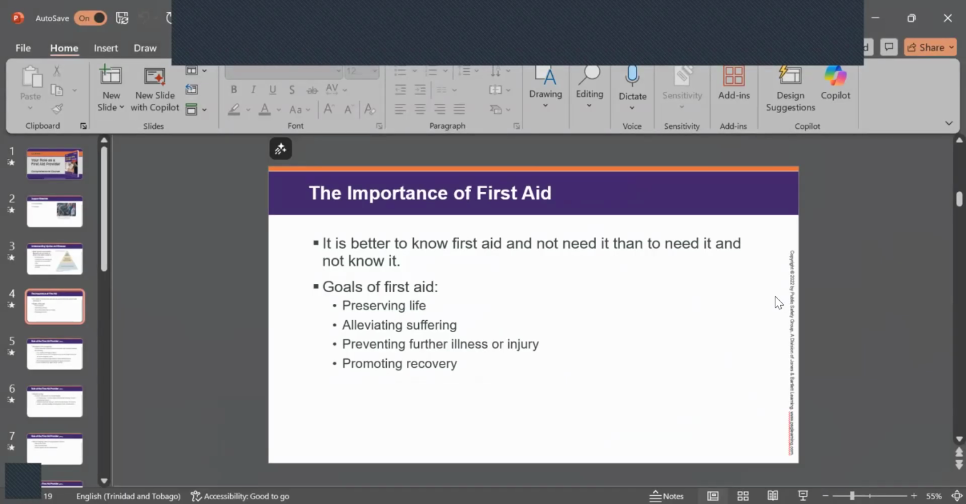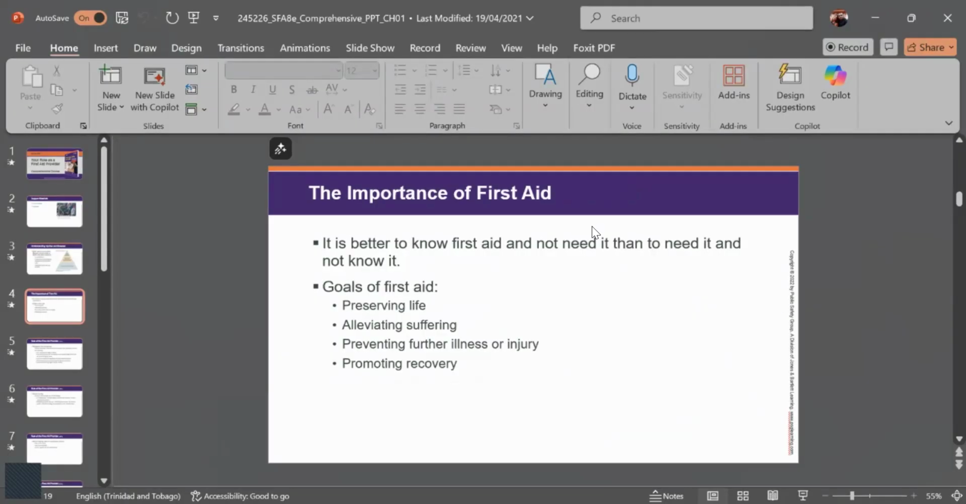This sentence here: it is better to know first aid and not need it than to need it and not know it. Remember I was telling you earlier, knowledge is power. You guys remember? Yes, sir. Right. So it goes back to having the information at your fingertips.